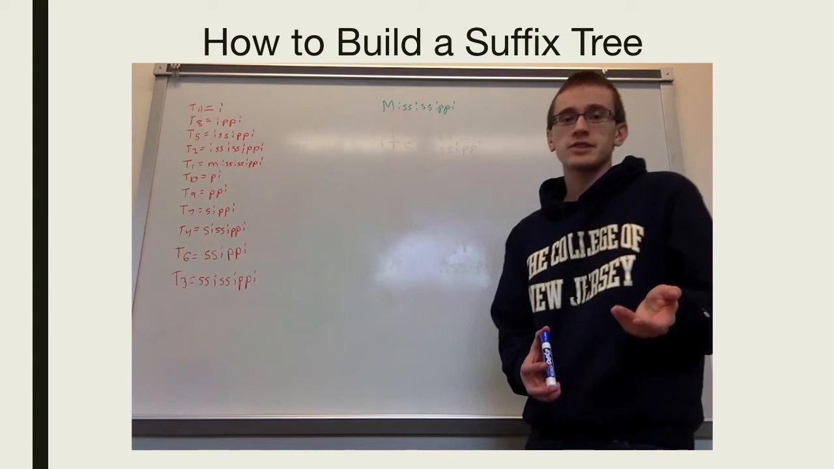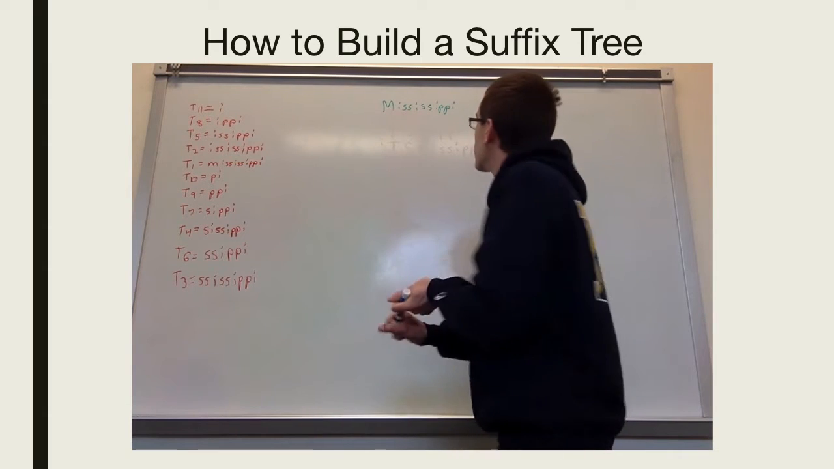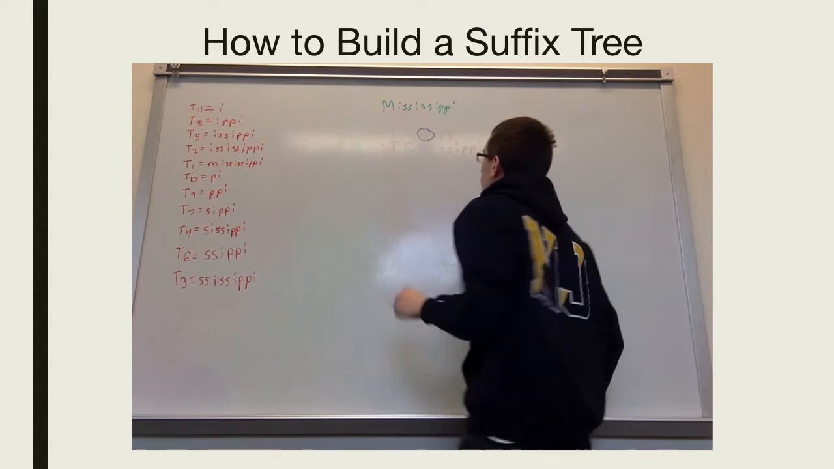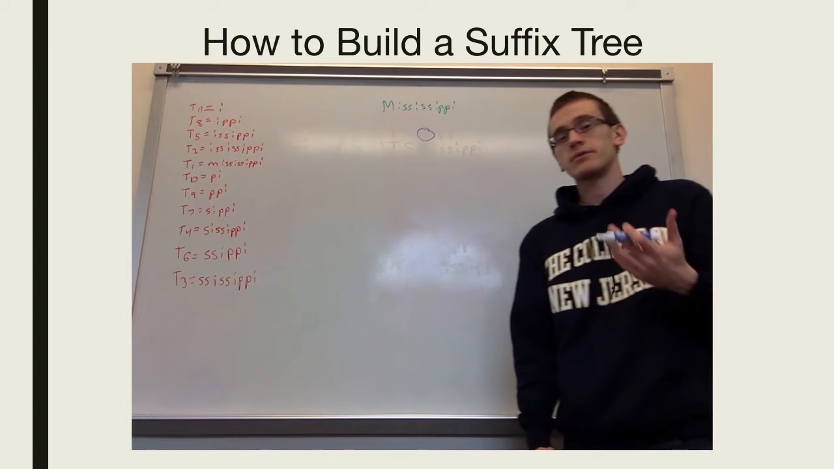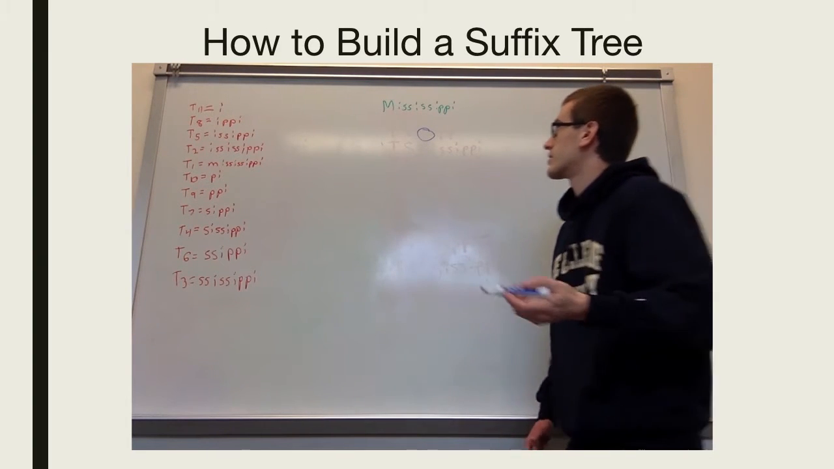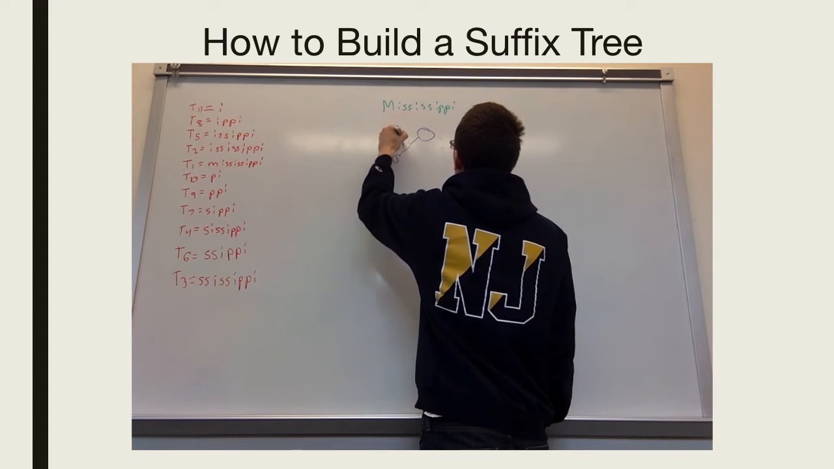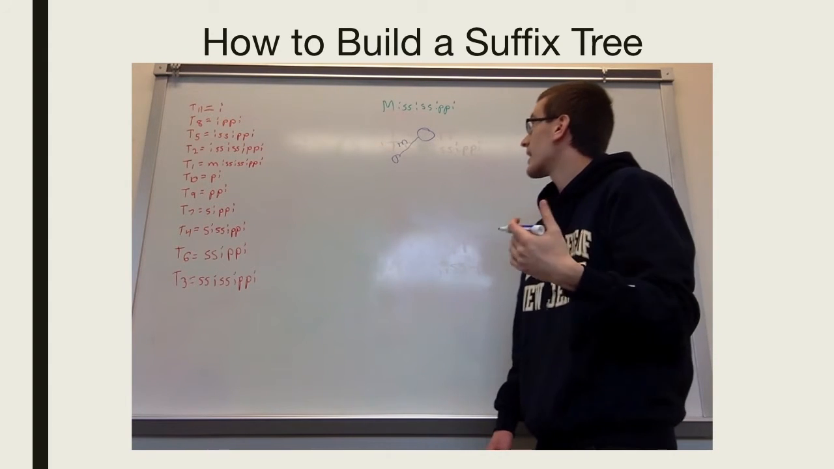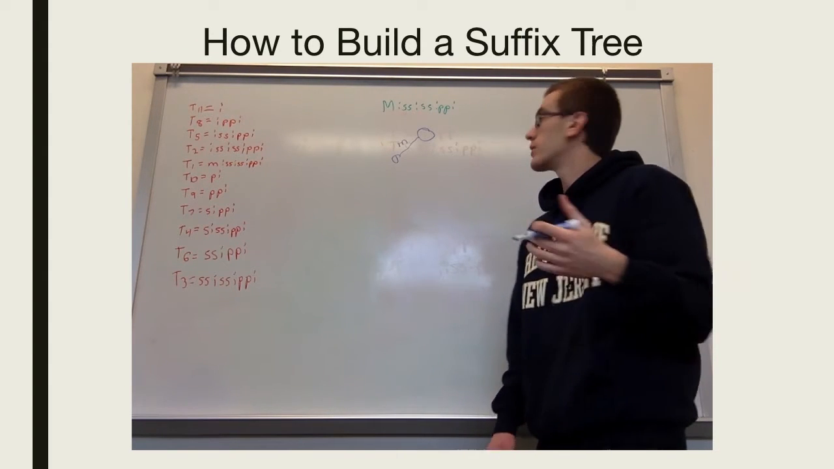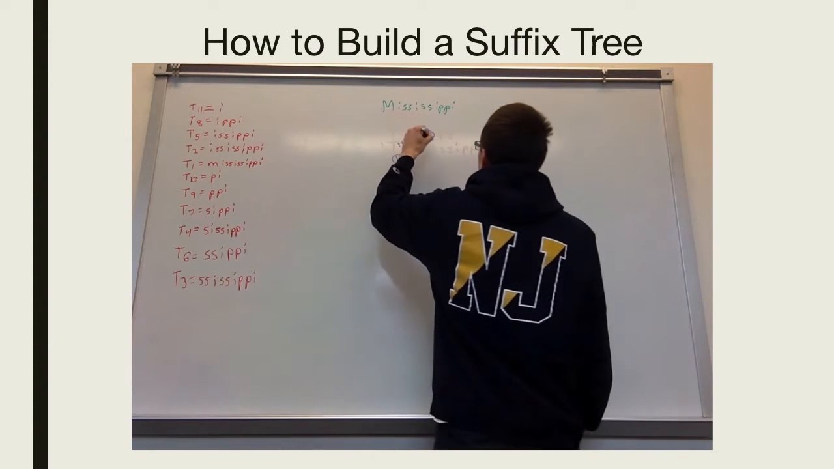Now that we have all of our suffixes, we can start to build our tree. First, we'll start with our root node. In order to build the tree for Mississippi, we start with the first letter and add that into the tree. So first will be M. The next letter that we have is I, so we're going to add I off of M, and we're going to add it as its own leaf as well.